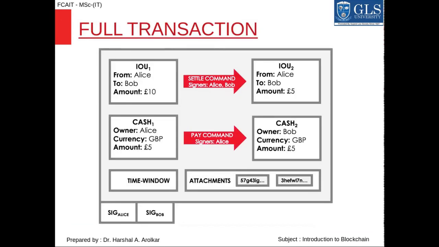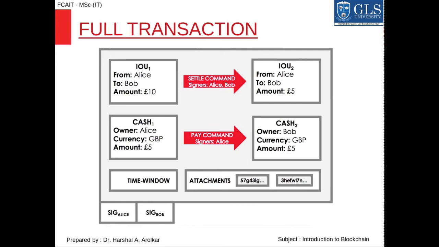In the previous slides, we saw different states and what a transaction is. Now let us have a look at a full transaction, which could be assumed to be a committed transaction. If you observe the figure, you can see states IOU1 and IOU2, similarly cash 1 and cash 2, and certain other aspects. We'll be discussing these aspects very soon.